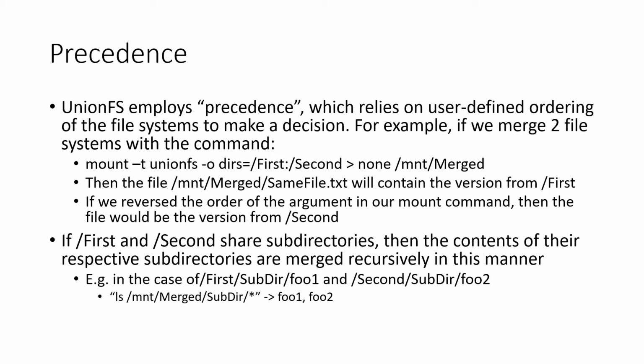In terms of other collisions, if we have a subdirectory with the same name, then we just recursively work on that subdirectory the same way we did originally. So if we have /first/subdir/foo1 and /second/subdir/foo2, then we'll have a single directory under mnt, which is going to be /mnt/merged/subdir, which is going to contain foo1 and foo2. And once again, if we had two files of the same name, so if there was a second file called foo1, then the version that came from /first/subdir would be the one that we use.